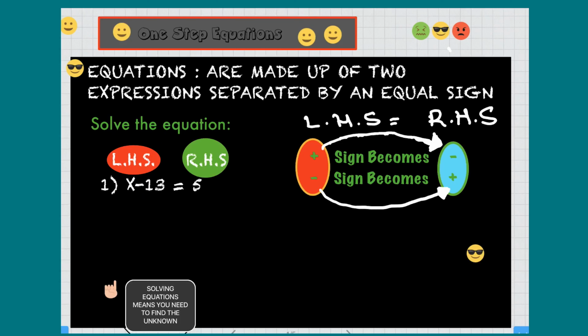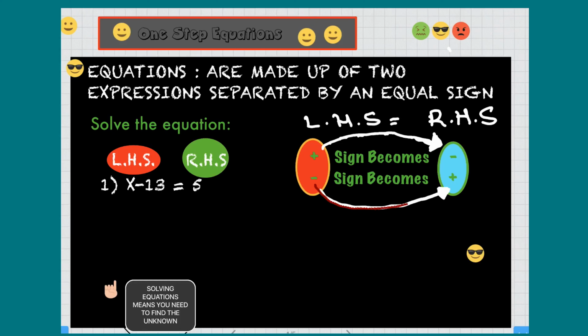Please remember, in solving equations, whenever you take anything which has a plus or a minus sign from one side to the other, from left hand side to right hand side, the positive sign, the plus sign, will become negative. Similarly, the negative sign, if we take it to the right side, will become positive. There are two ways to solve them. I'm going to show you both ways.